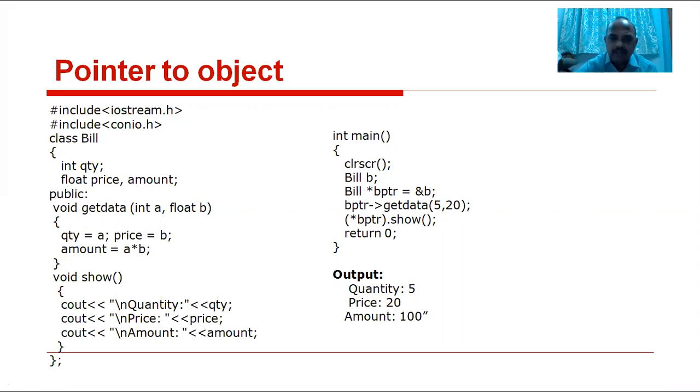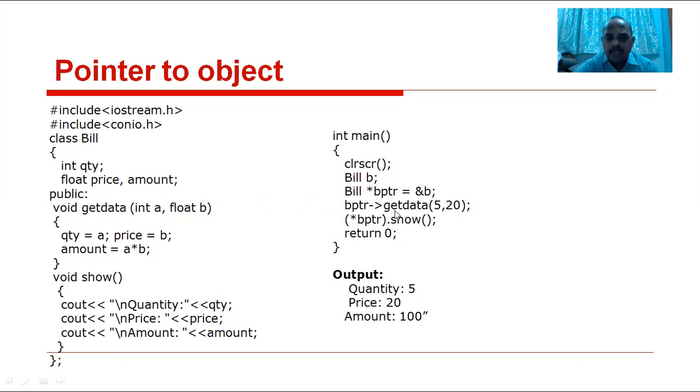Similar way, previous way. Then BPTR arrow get data. Here BPTR arrow get data. All of you, BPTR arrow get data. Simply, BPTR dot get data, like here using pointer variables. Simply arrow. We should use arrow while using pointers.